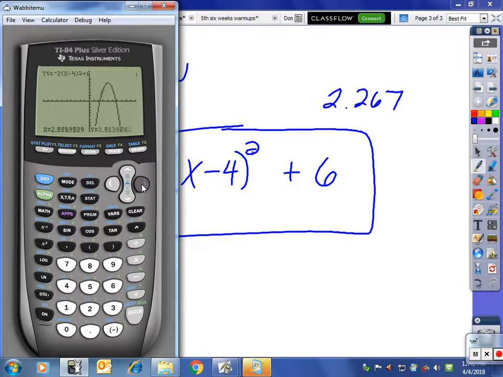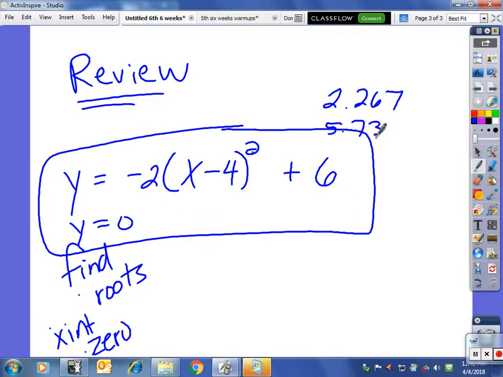Yeah, trace, get yourself over there. Second function, calculate, intersection, first curve, second curve, guess. And the other one is 5.732. Okay, then hopefully you get this one right on the test.